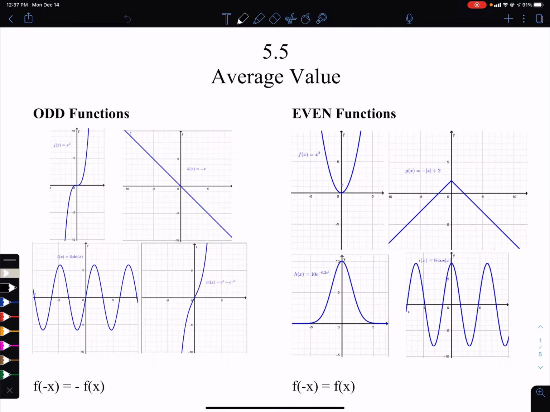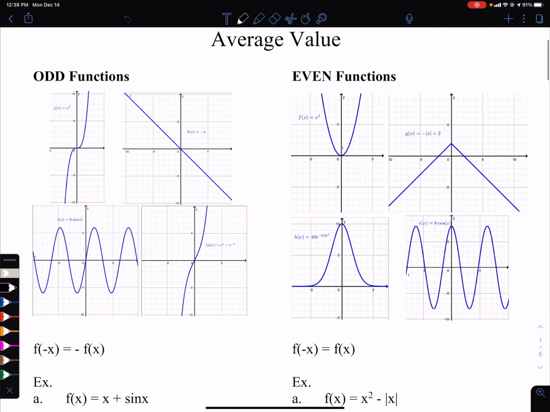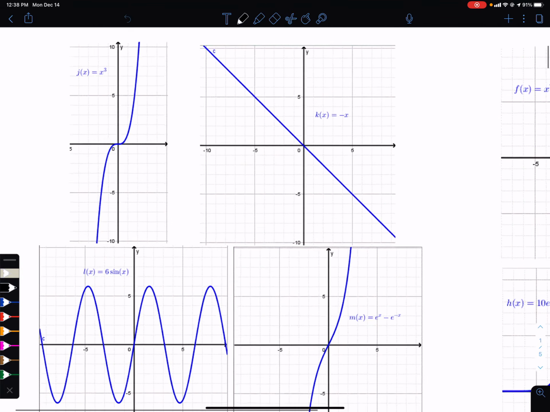This is notes on 5.5. So the main topic is average value, but we're also going to talk about odd and even functions and how that helps you integrate. So what is an odd function?